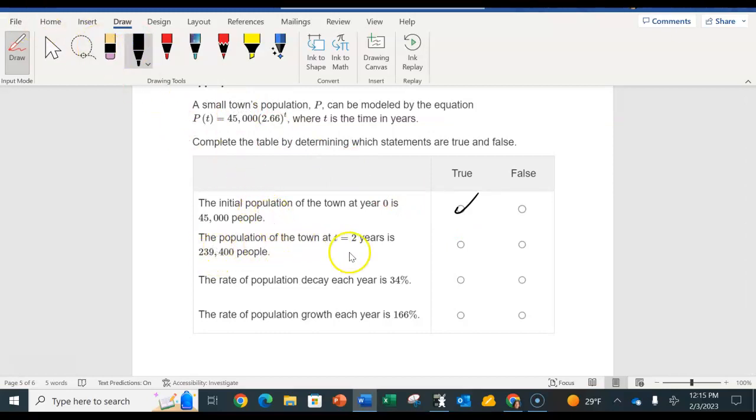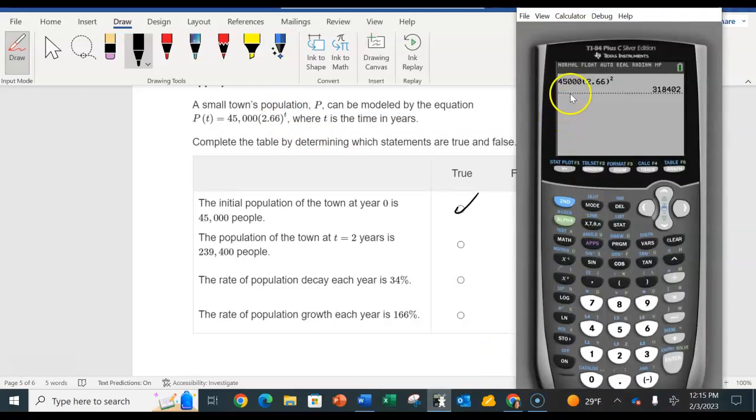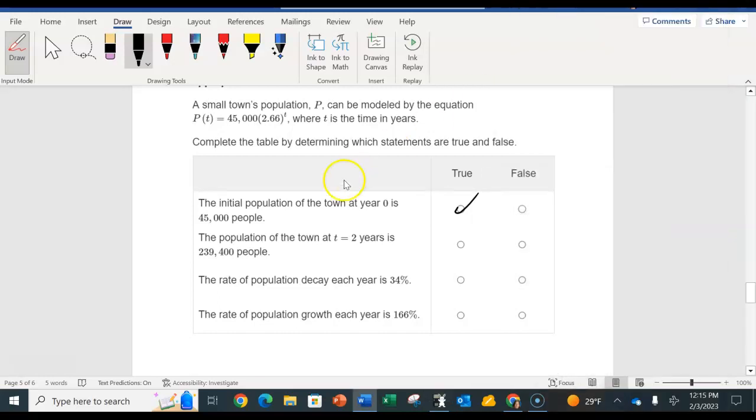All right, so it says the population of town at T equals 2 is 239,000. Well, how do you know that? Just take this equation and plug a 2 in. To save some time, I've already done that. 45,000 times 2.66 raised to the 2 years gives you 318,000. That is not this amount, so this is a false statement.